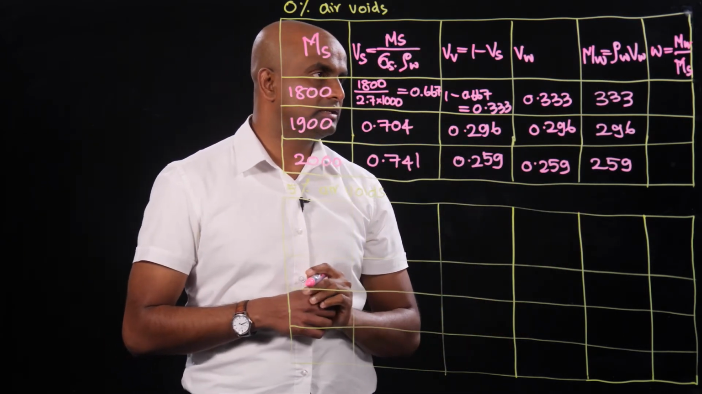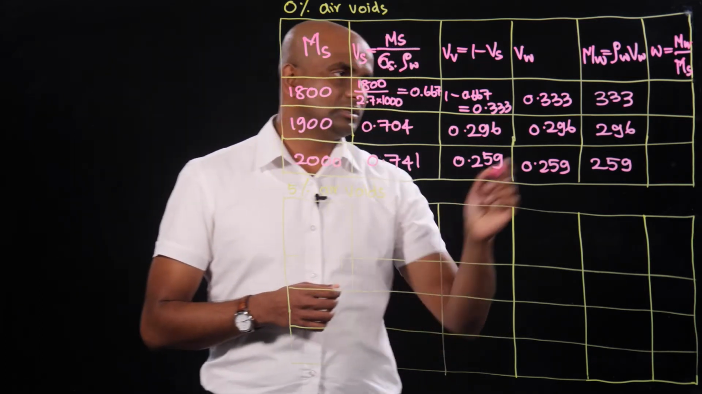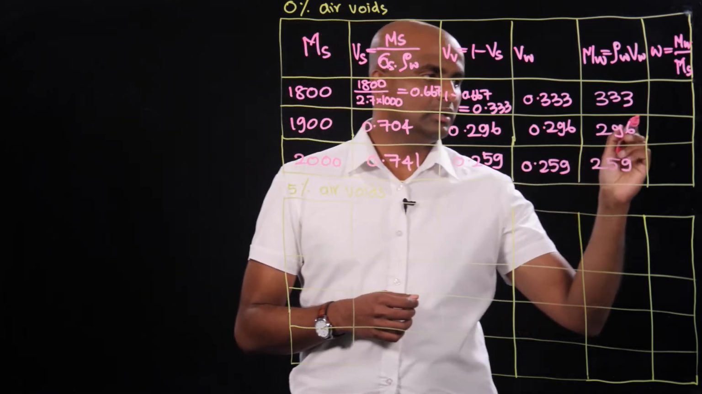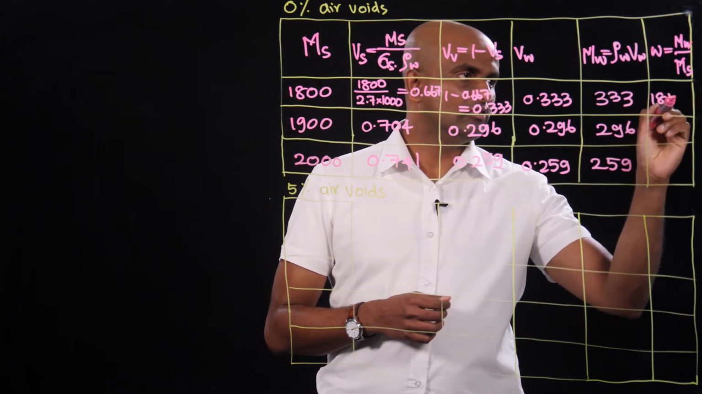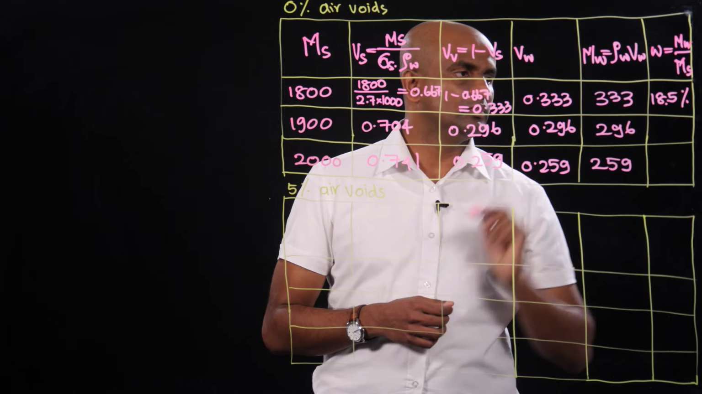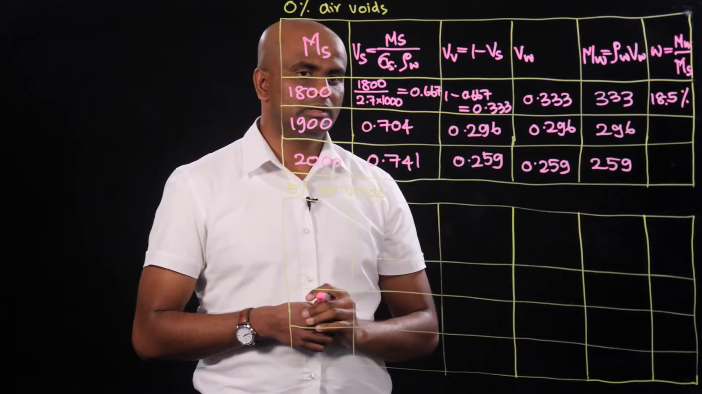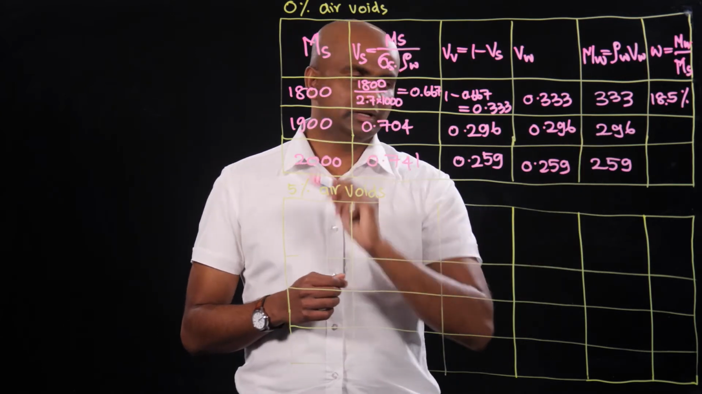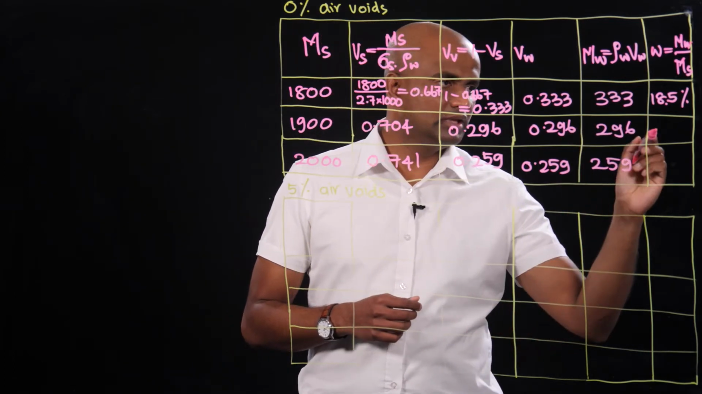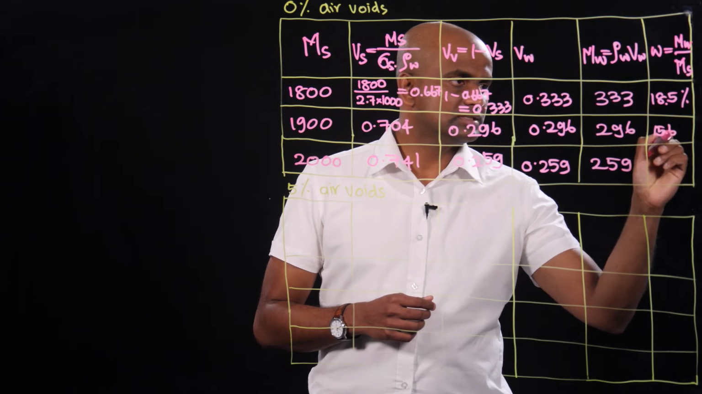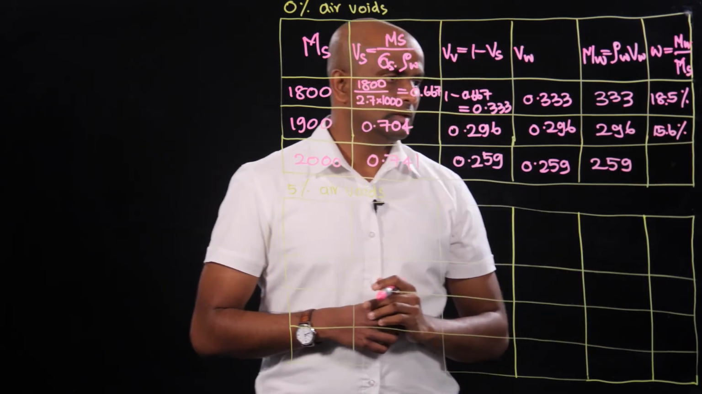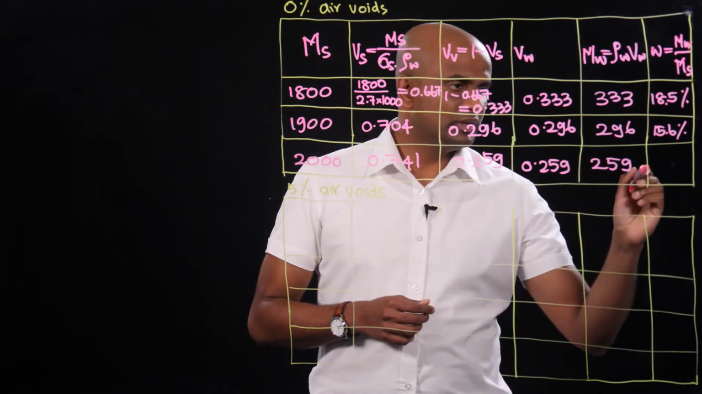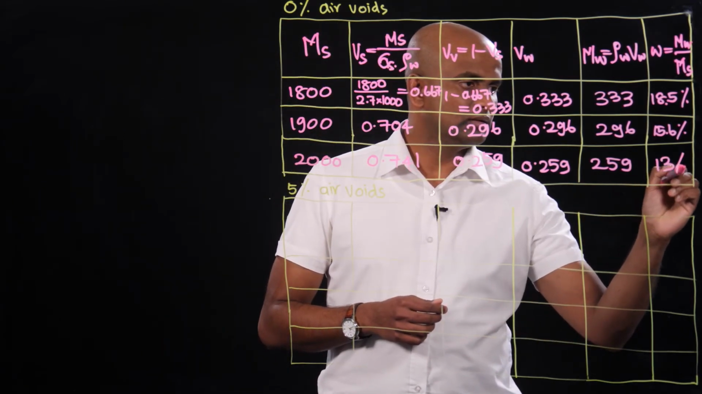So now we know our mass of water, and the mass of solid is here, so we can simply calculate the water content. 333 divided by 1800 will be 18.5%. For 1900, it will be 296 divided by 1900, that will be 15.6%. And 259 divided by 2000 will be 13%.